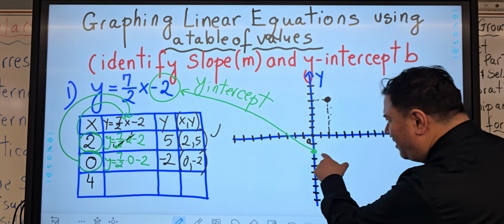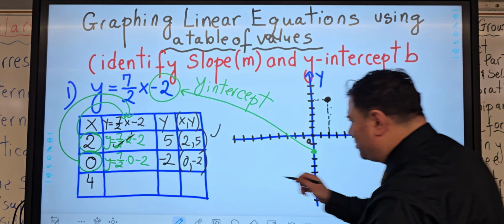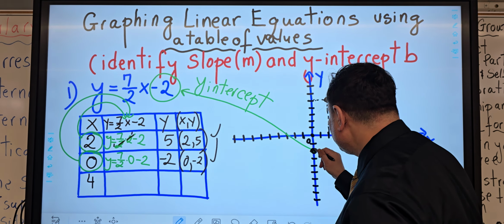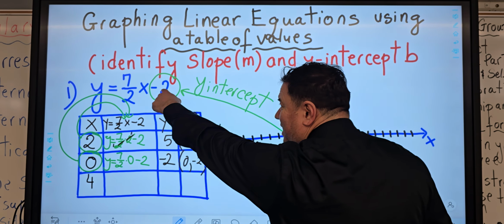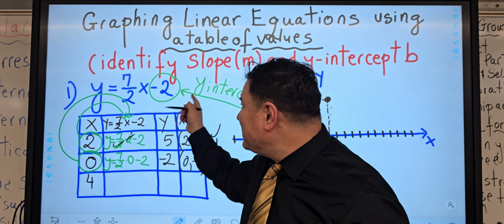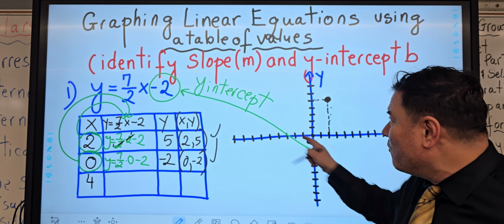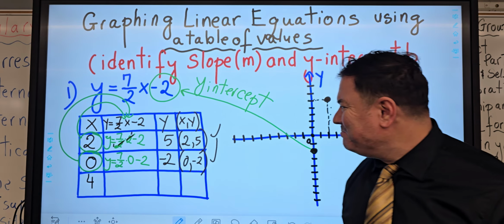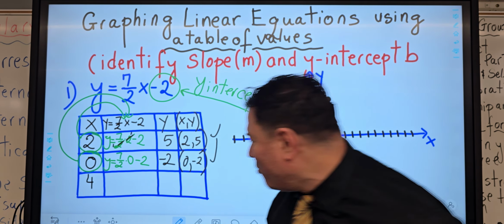Remember, when x is 0, y is -2, and we got it. This is our dot right there. We found it just by looking at the last number in the equation. Remember, the constant, the last number, represents, of course, the y-intercept. And finally, let's plug in the 4.